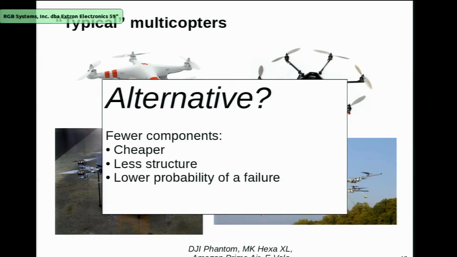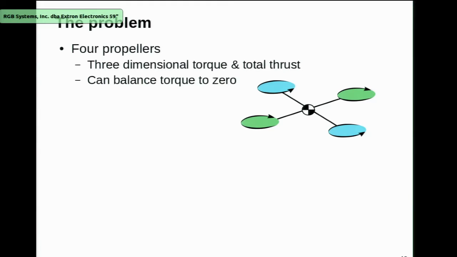So intuitively, what's the problem? If I have a quadcopter, I have the four motor forces that I can produce. I can remap this to a three-dimensional torque vector and a total thrust. And specifically for any given total thrust, within reason, I can make the torques balance to zero. So I can produce the weight of the vehicle upwards and have zero resultant torque.